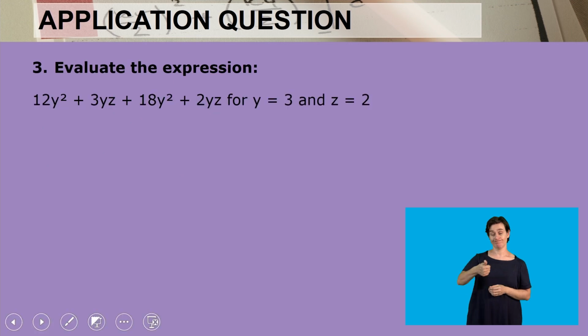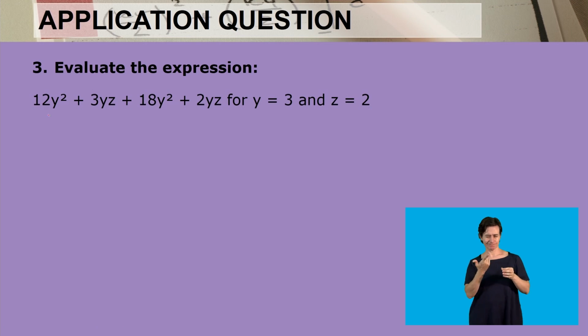Let's move on to the next one. Evaluate the expression. We are given a polynomial expression, and we are given the values of y and z as 3 and 2 respectively. So we are then to substitute those values into the expression and find the value of the expression. So it would be 12.